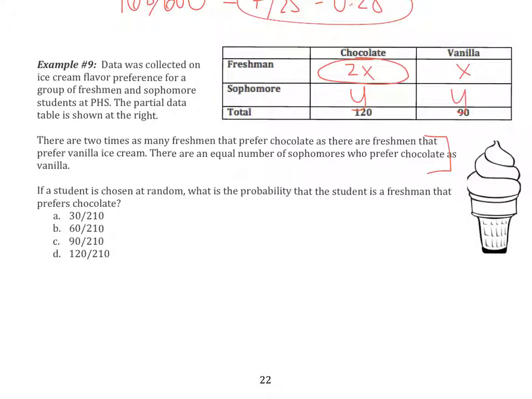Okay, so if a student is chosen at random, what is the probability that the student is a freshman that prefers chocolate? For this probability, are we looking at everyone or just a subset? Everyone. We're looking at the whole group. So there's 210 people total. Freshmen that prefer chocolate, there are 2x of those. Now, that's not an answer choice. We need to figure out what x is. So, any ideas as to how to find x? Besides just guessing, because I don't want to do that.